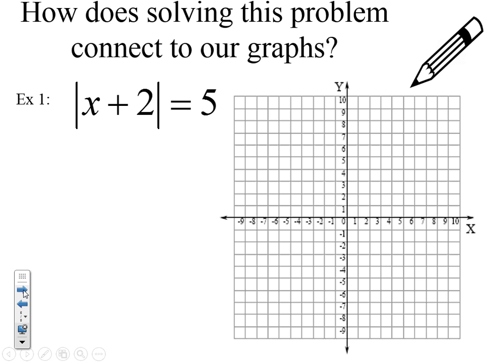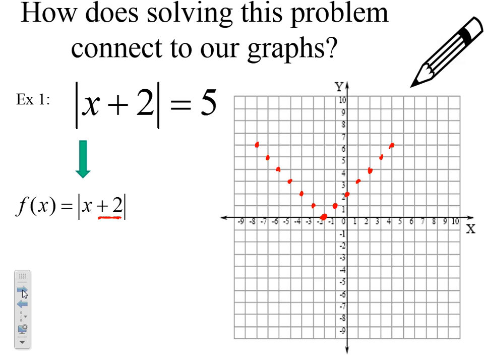So if we look at our problem, absolute value of x plus 2 equals 5. If we think back, we know how to graph f of x equals the absolute value of x plus 2. So we graph this. What this means is that we're going to shift to the left 2. So I go left 2. My slope is just 1, so it's up 1 over 1. So I'm going to go off in both directions, up 1 over 1.